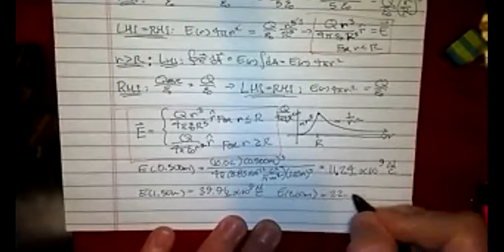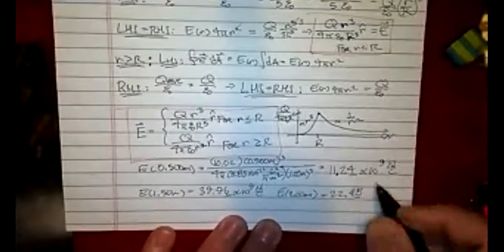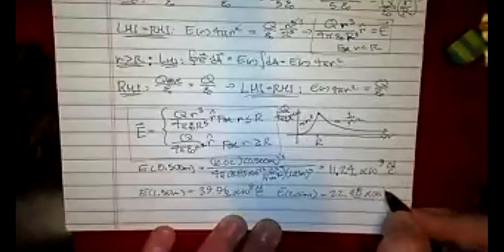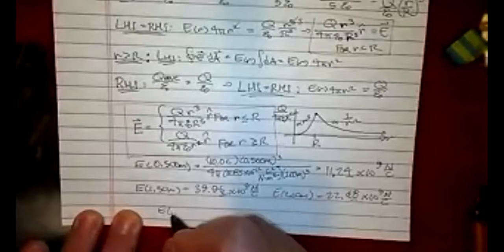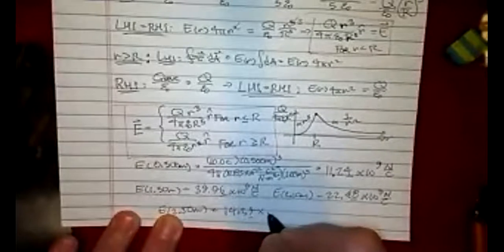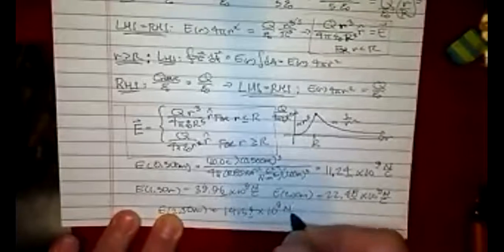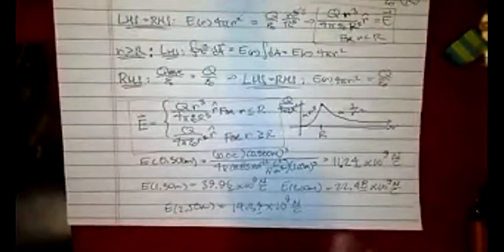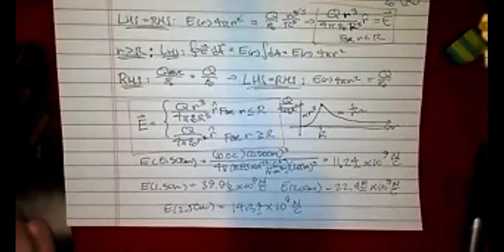So it's 22.48, again, extra digit, times 10 to the 9th newtons per coulomb. And then finally, E of 2.5 gives me 14.39, again, extra digit, times 10 to the 9th newtons per coulomb. I hope that helps. That is the ultimate answer, 42.